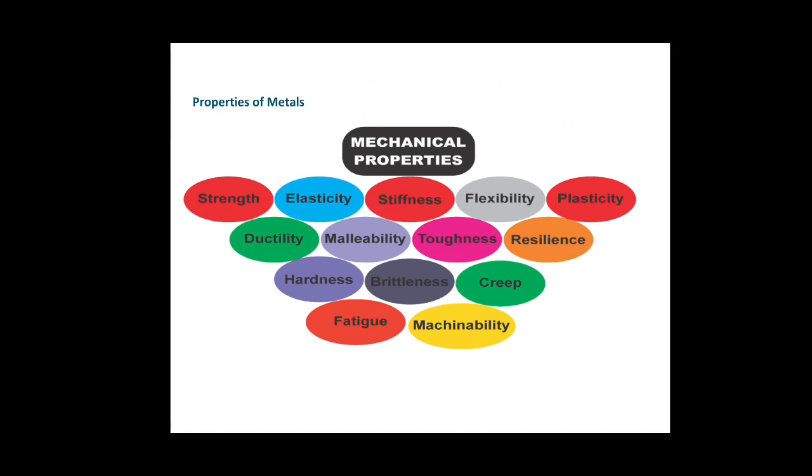The mechanical properties of the metals. What are they? Strength, elasticity, stiffness, flexibility, plasticity, ductility, malleability, toughness, resilience, hardness, brittleness, creep, fatigue, machinability. These are the special properties of the metals which make the metal useful for engineering purposes. What is the reason we are using metals, and how do these properties enhance the application of metals in our engineering fields, like civil engineering, machine making, electronics as well as computer engineering.